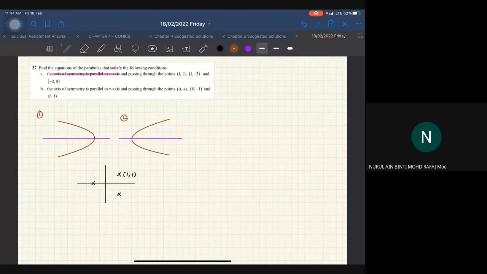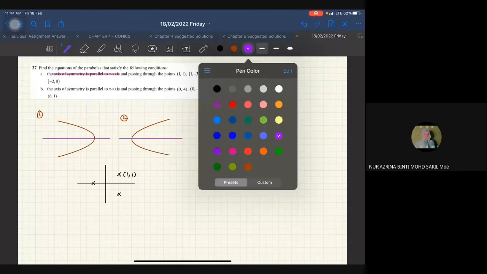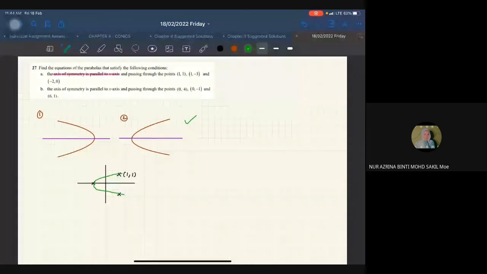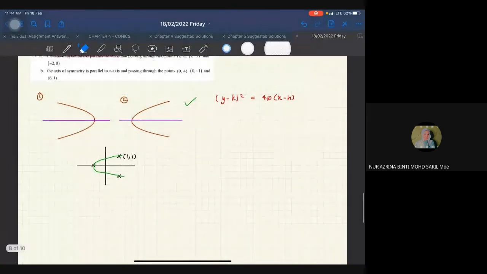Because kanan, second one. Betul, exactly. Okay, so dia adalah graf yang betul, good job. Okay, so awak try sambungkan, dia lebih kurang lah macam tu bentuk dia. Okay, so this is our equation. This is our graph, okay. So daripada graph tu kita tahu equation kita. We know that our equation is, sorry not x, is (y minus k) square. Okay, and then dia open to the right is positive. So 4p(x minus h). Settle. Okay, so itu adalah equation awak.